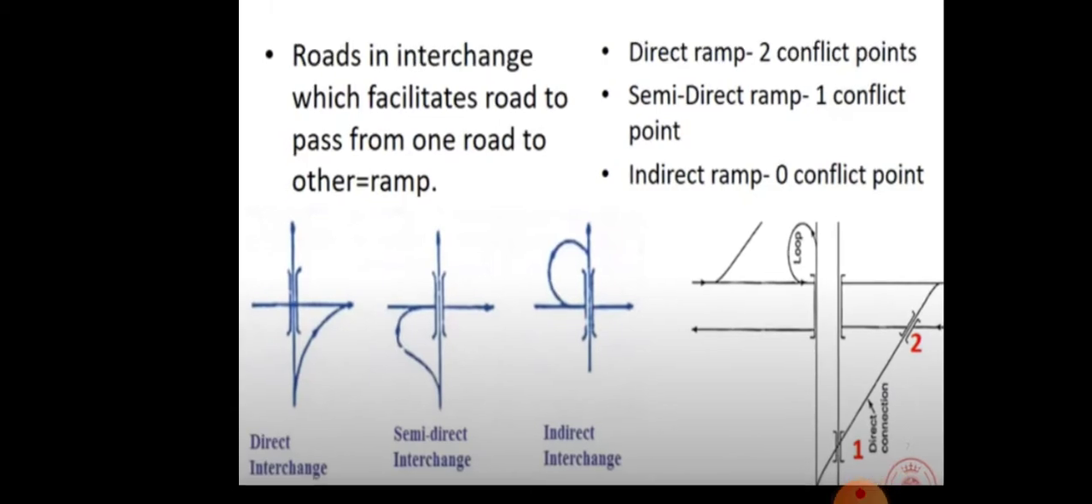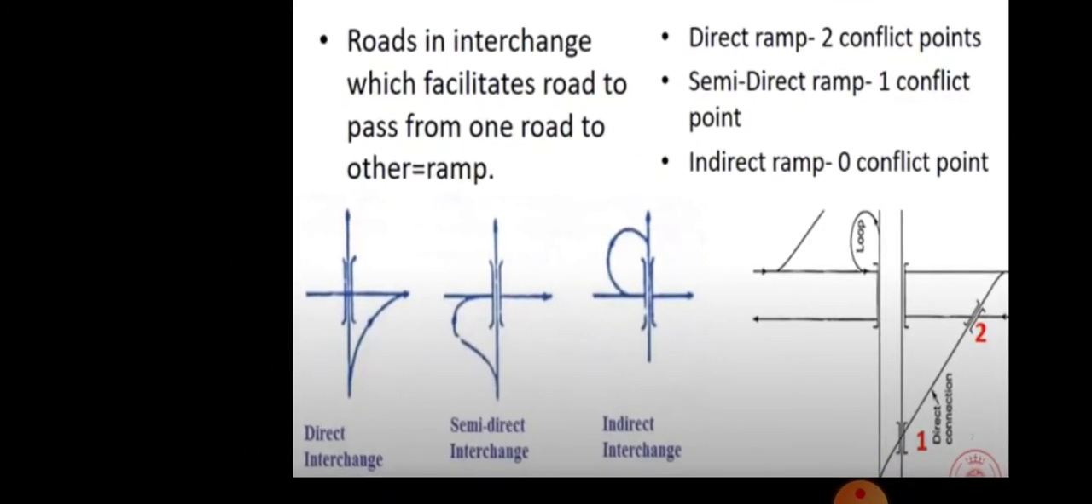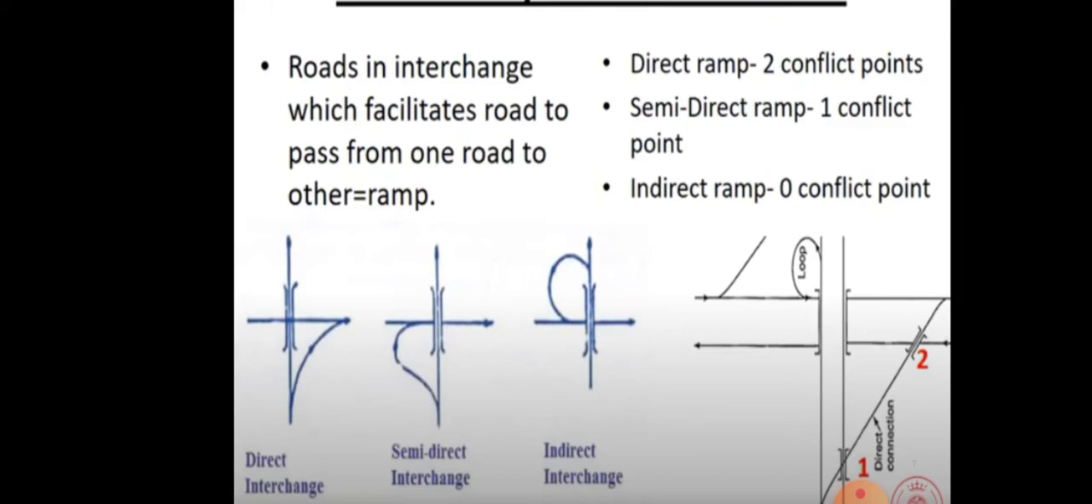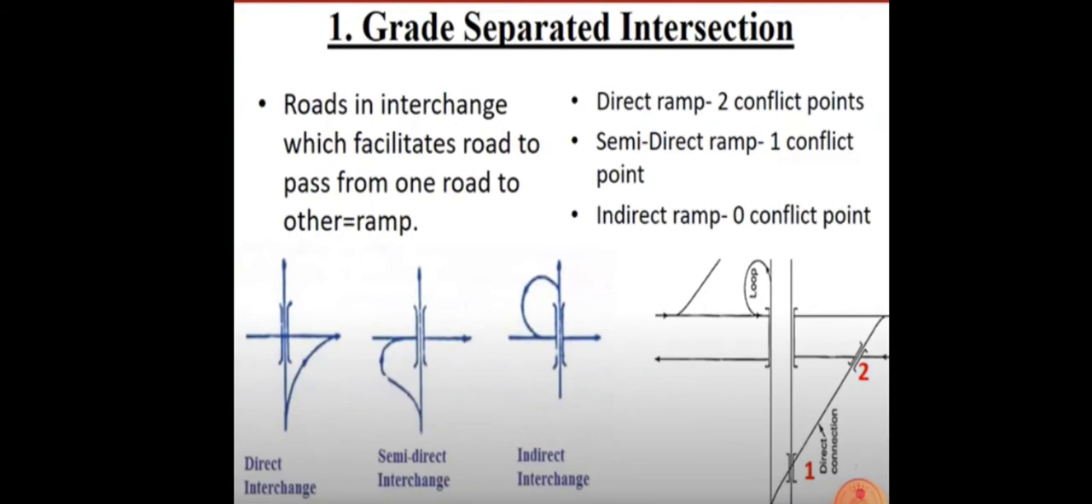And the second one is a semi-direct ramp, also called a semi-direct interchange. In this case, the road will change from one direction to another with only one conflict point, and this is what we call a semi-direct ramp. And then we have the third one, an indirect ramp or indirect interchange. In this case there are no conflict points. So these are the three types of interchanges that normally occur in a grade separated intersection.